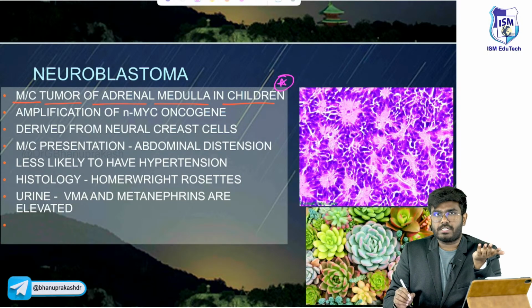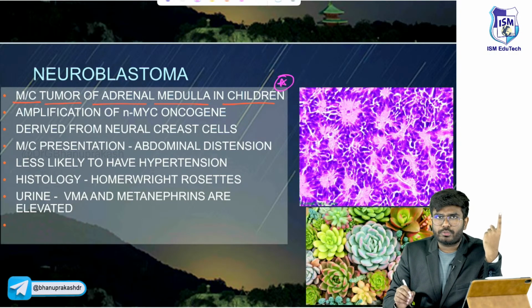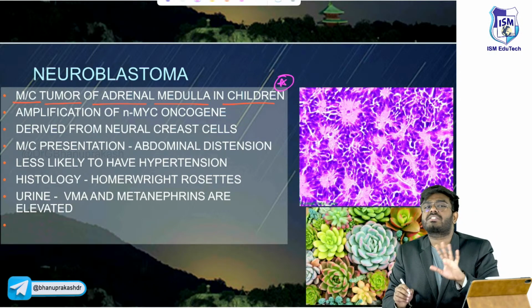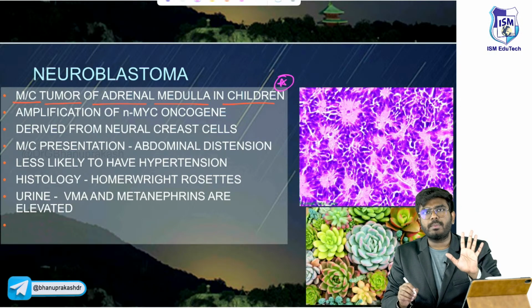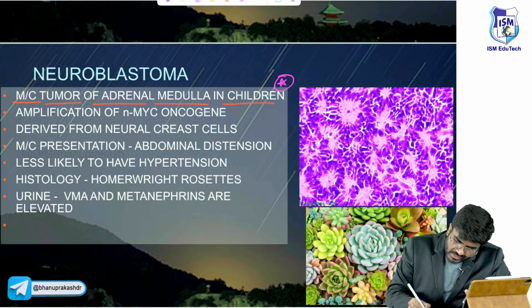This is not as serious a condition. Why? Because in pheochromocytoma, a large amount of epinephrine and norepinephrine is produced. Here, the tumor is there, and norepinephrine and epinephrine are produced, but not much. So why does neuroblastoma occur?